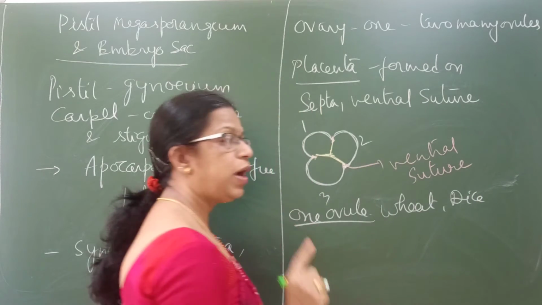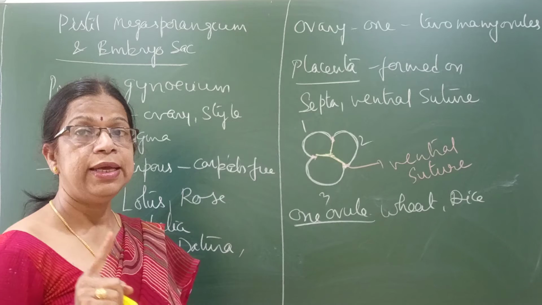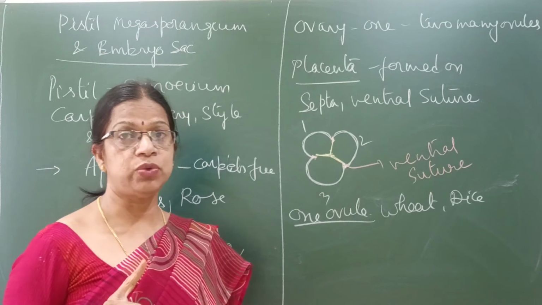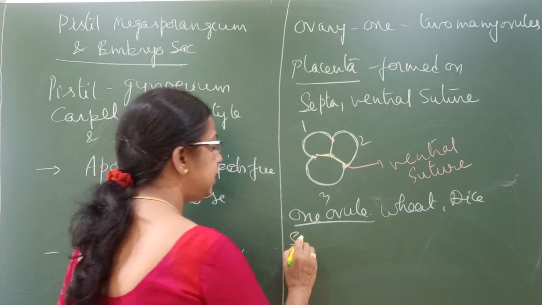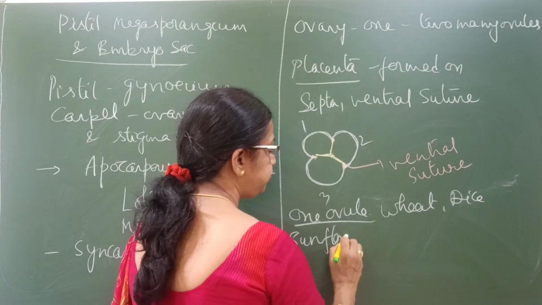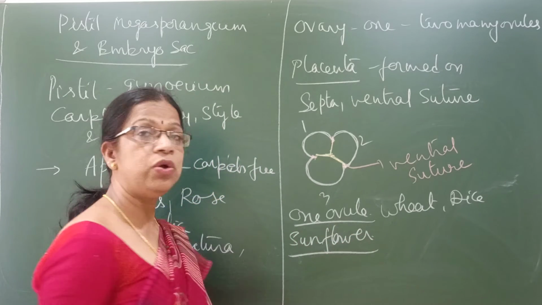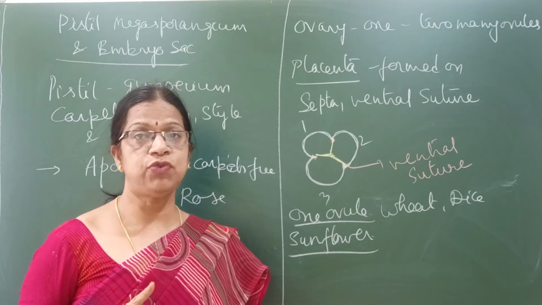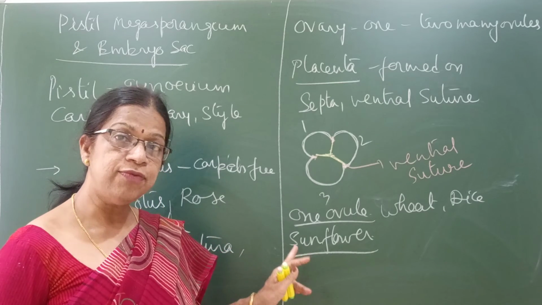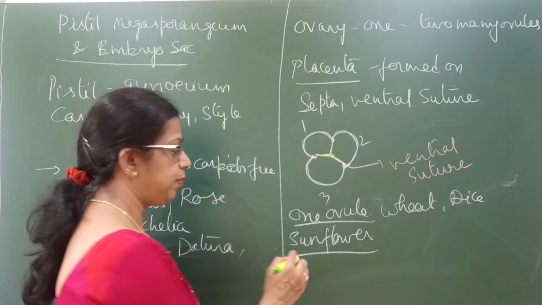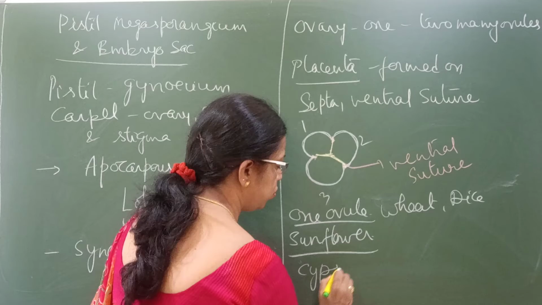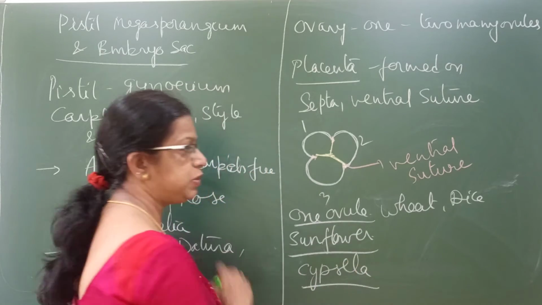In all this we find only one ovule. So therefore they are single seeded also. And in case of another example, sunflower, it is a single seeded fruit. The fruit in sunflower is Cypsela, a single seeded dry fruit. Here it is called as Cypsela.